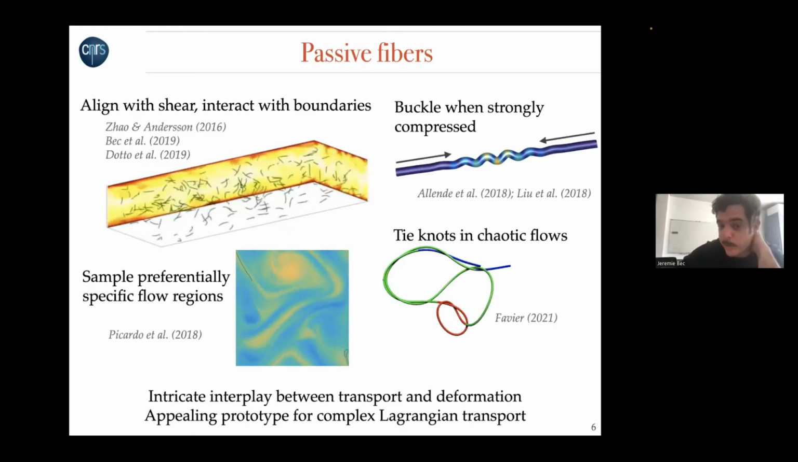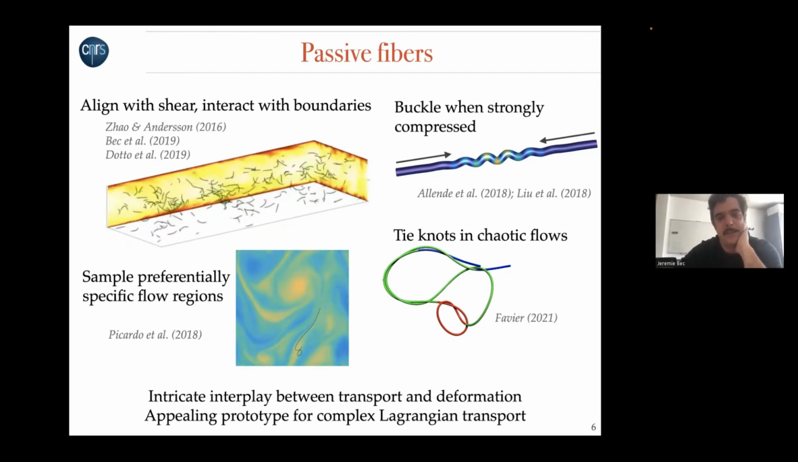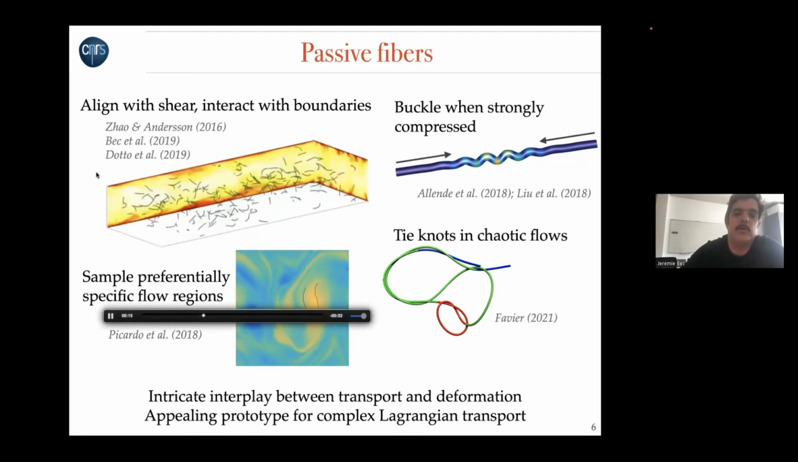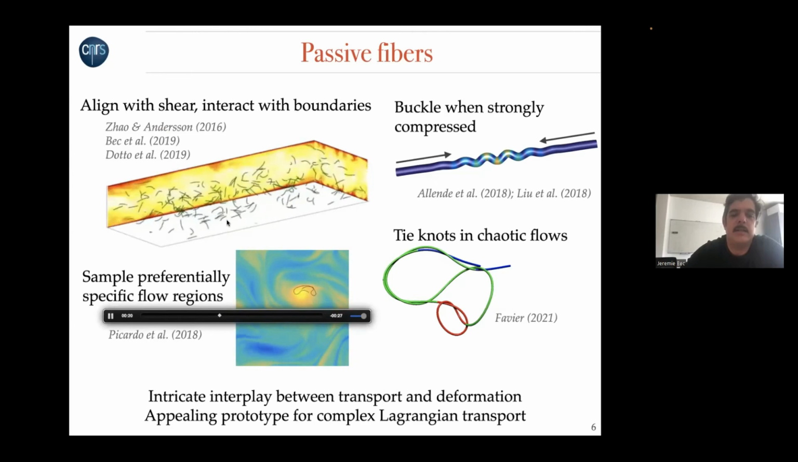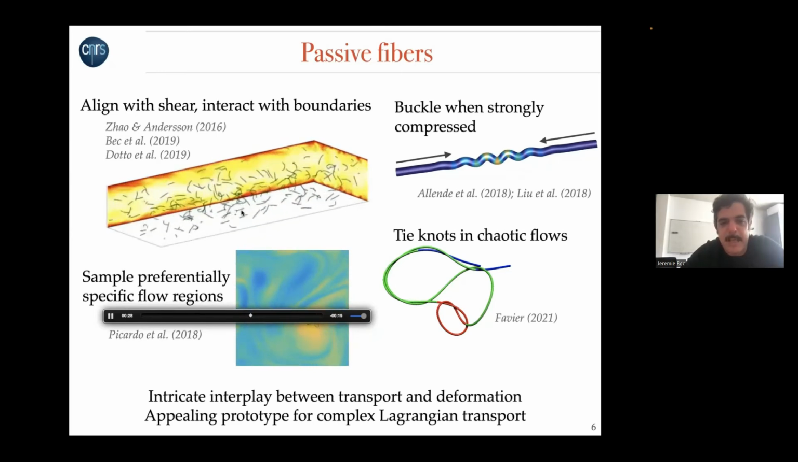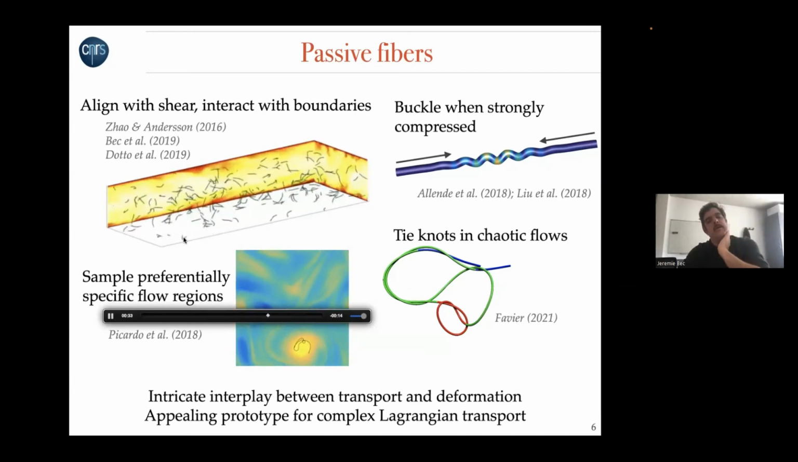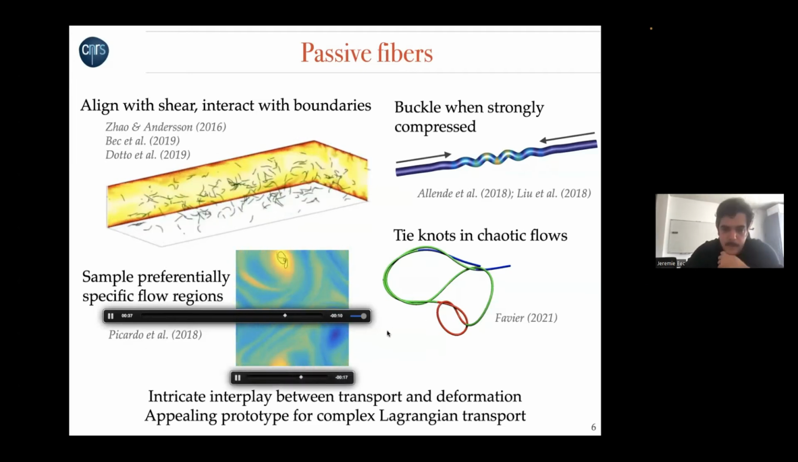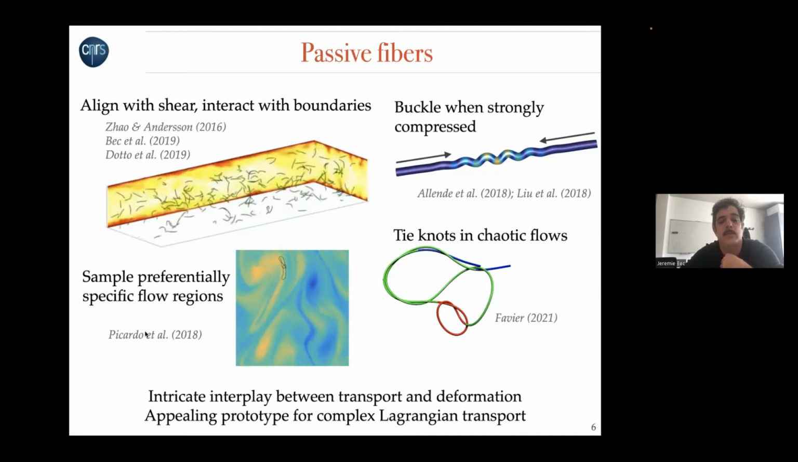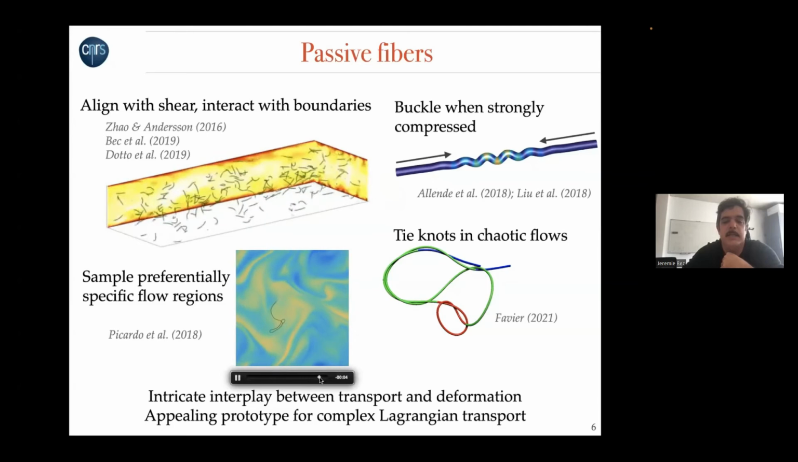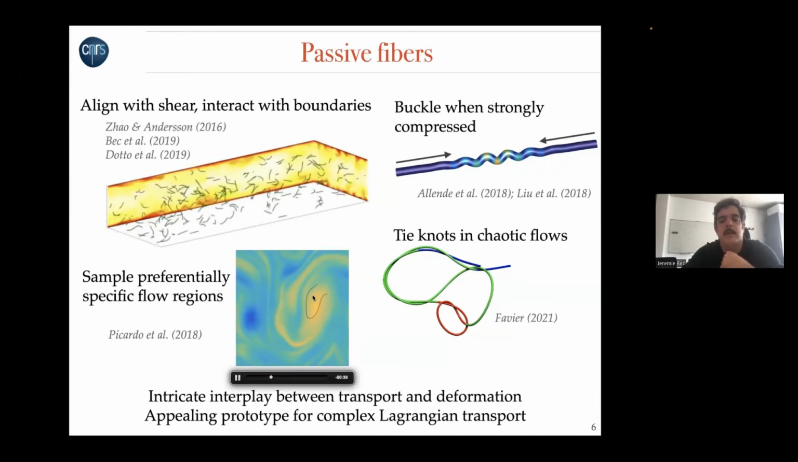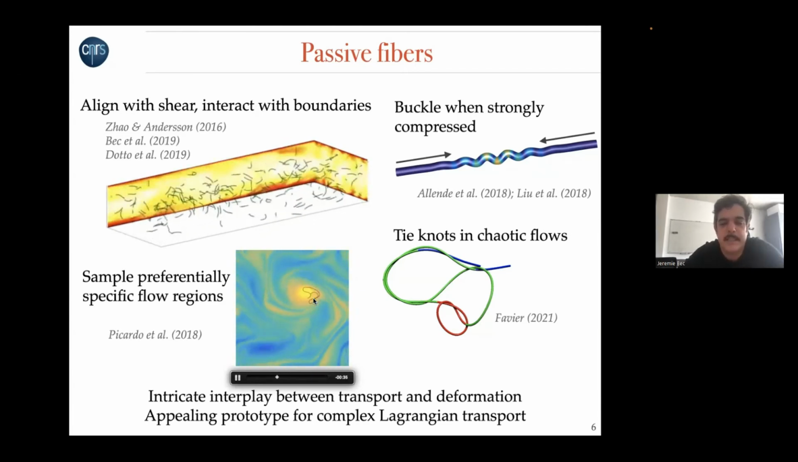So basically, these fibers have been studied in passive cases, and they display some very specific properties. So for instance, in flows with a mean shear and boundaries, they tend to align with the shear when the shear is strong, and to stick at the boundary, as you see these guys, in the direction of the mean flow. Then when they are transported by a flow with structures, they tend to sample some specific regions. So let me replay it. This long fiber here at some point is captured by an eddy, and is then spending a long time rolling up in this eddy.